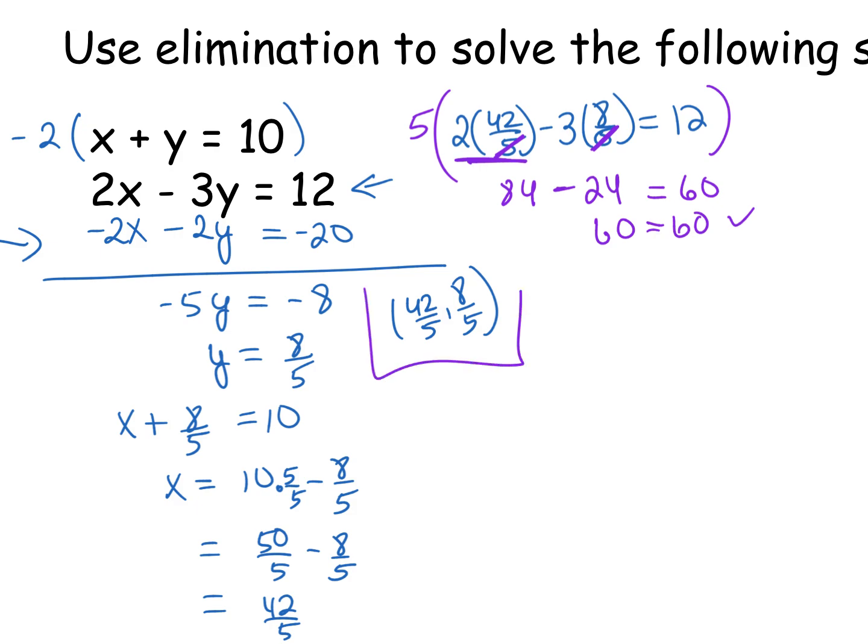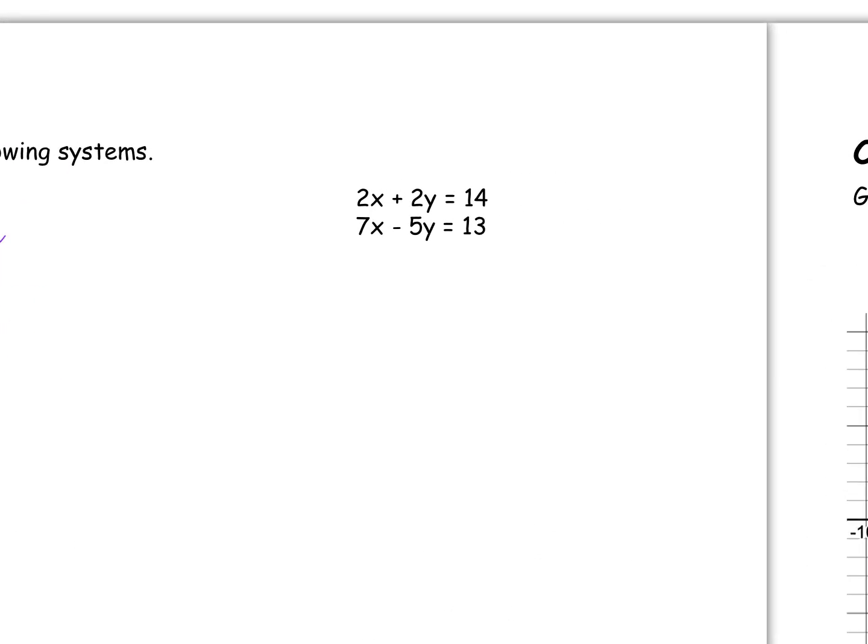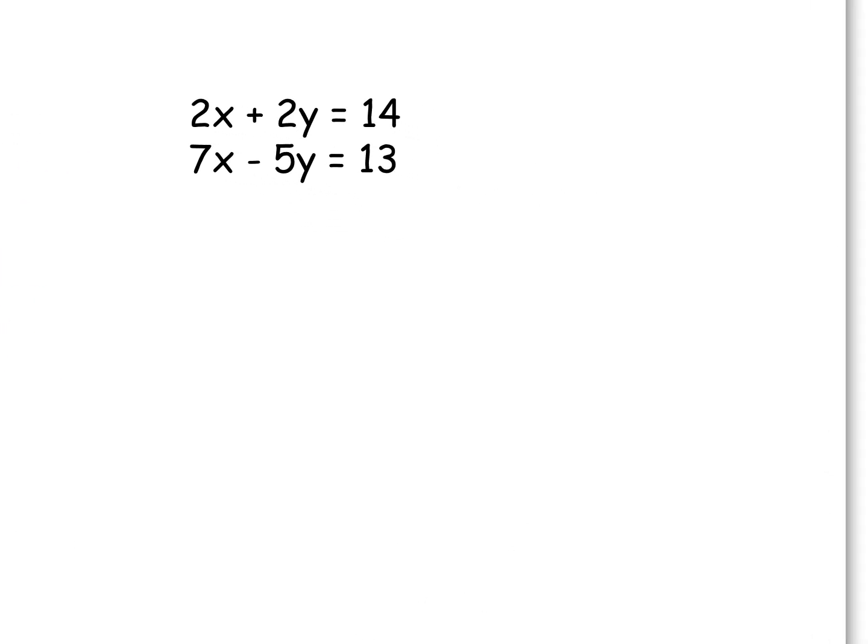So this is our answer. We can now box it. We know it's right. So let's take a look at this other one. Yuck. That's not looking so good. Will a 2 in any way become a 7? Will a 2 in any way become a 5? So we're going to have to multiply both of them, but we want to multiply them by something that's going to keep them as small as possible.